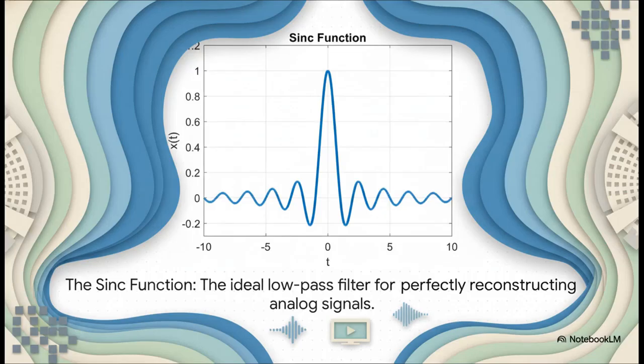And finally, we have the sinc function. Now, it looks a bit strange, I'll give you that, with its big central peak and those decaying ripples. But this is one of the most important signals in the entire digital world. Why? Because the sinc function is the perfect mathematical tool for taking a bunch of digital samples and flawlessly recreating the original smooth analog signal. It is the magic behind high-fidelity digital audio and video.